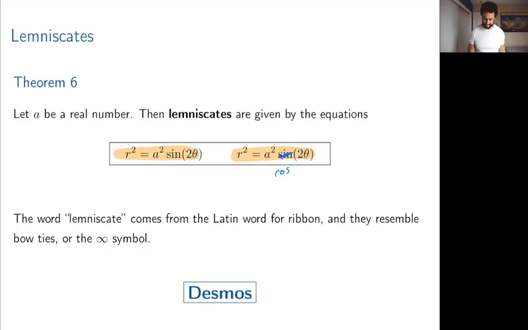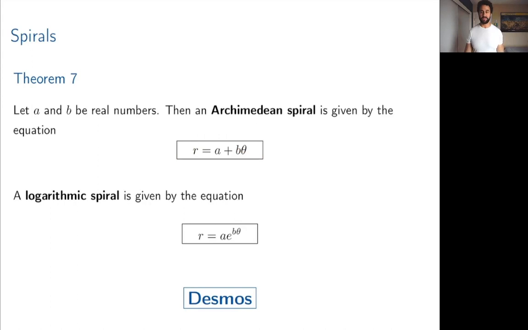Now let's look at the last examples. The last examples are spirals. There are two types of spirals that I have graphed here. One of them is called an Archimedean spiral, and it's given by this equation. The radius is a plus b theta, where you alter a and b. Changing a changes the start of the spiral, and changing b changes how many spirals there are.